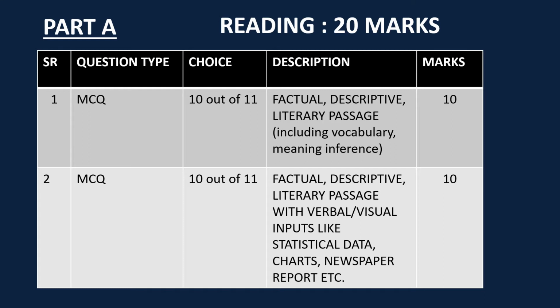In the second question of the reading section, you will have 11 questions in total, out of which you will be taking 10, and each question will be of 1 mark. So the total marks of the second question is also 10. Here you will find a factual or a descriptive passage, where there will be verbal or visual inputs. Verbal inputs are some statistics or maybe some graph that is presented to you, and that will give you data about what is there in the passage.